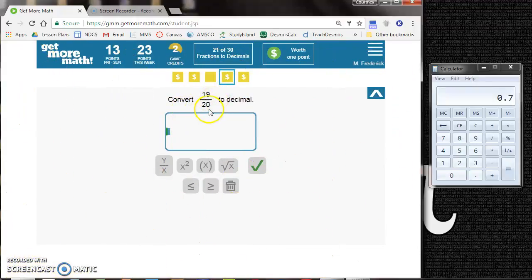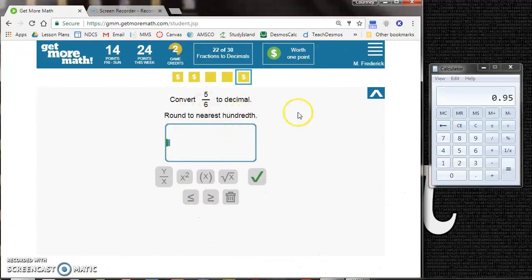Convert 19/20ths to a decimal. One way to convert fractions to decimals that will always work is to divide the numerator by the denominator. So when we take 19 divided by 20, we get 0.95.